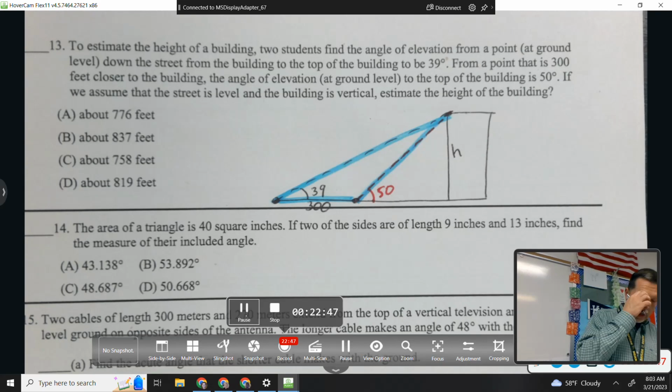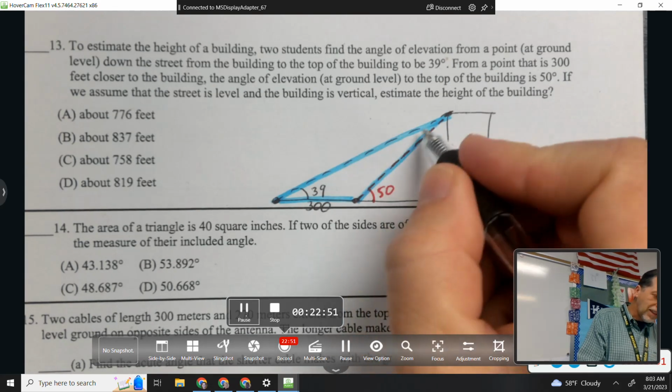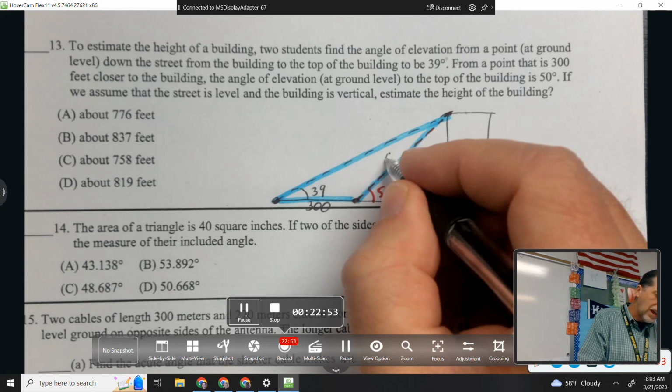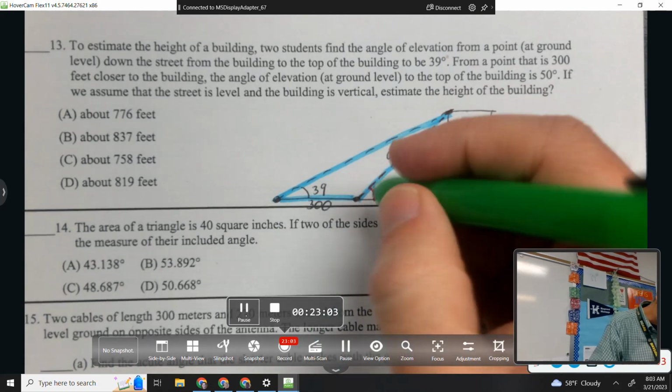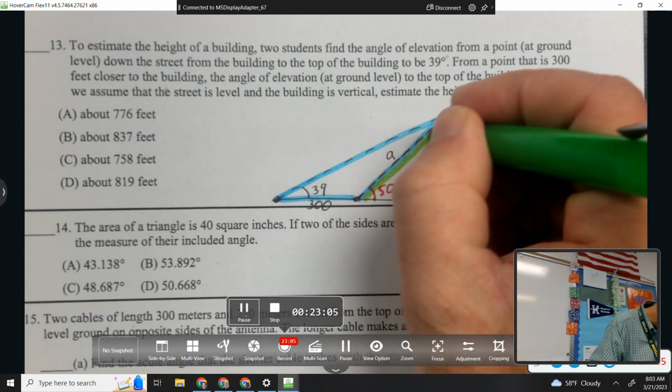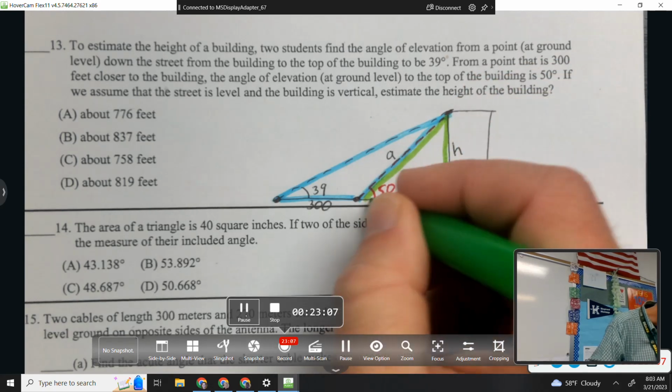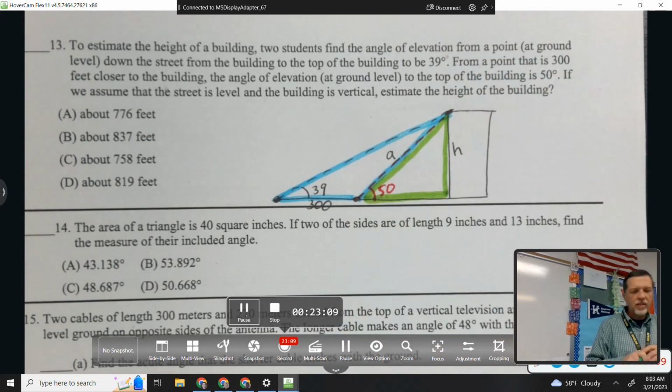And if I could get this length, I'm just going to call that A. If I could get that length from the blue triangle, then I could transfer that over and use it in the green triangle. And then I could find H. So I think I've got two problems here. I'm going to use the blue triangle first, hopefully find A, and then I can use that in my green triangle to find H.